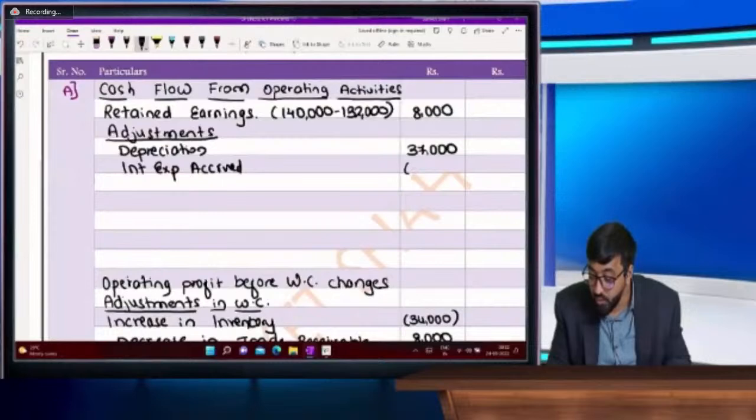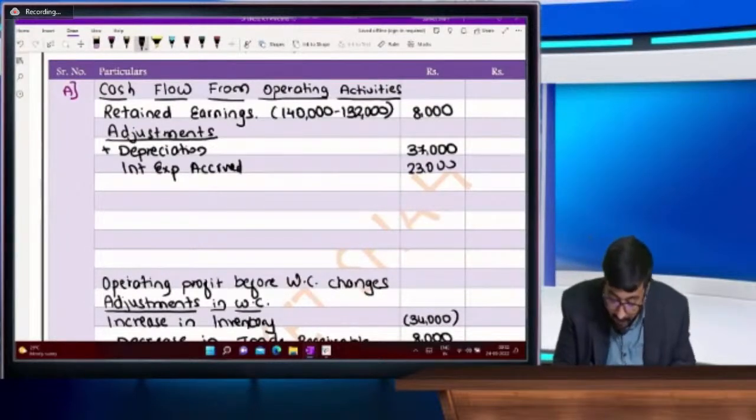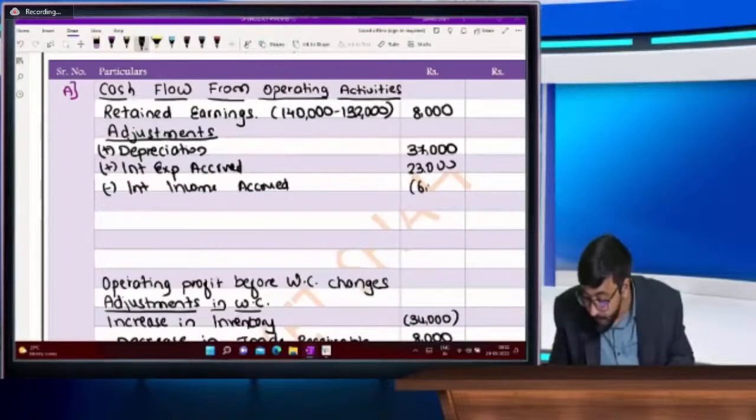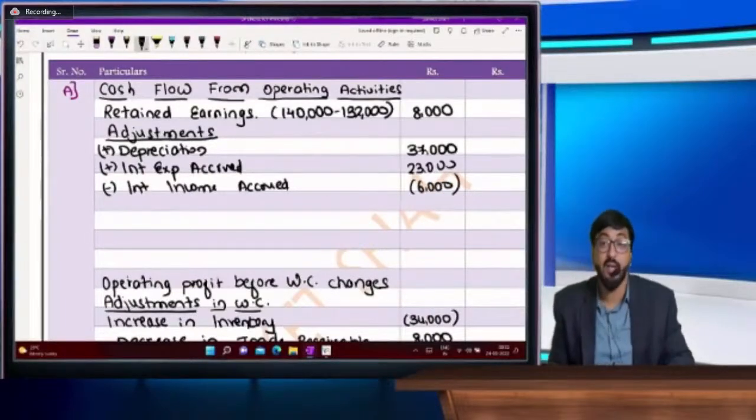we are going to add back. Add less technique. Add. And interest received accrued, interest income accrued. I'm writing accrued deliberately. So it will clear your concept of accrued and received.